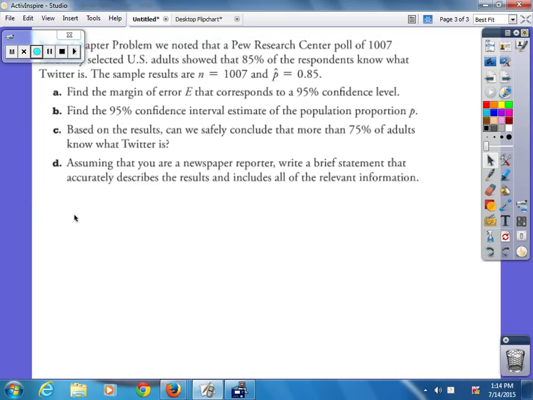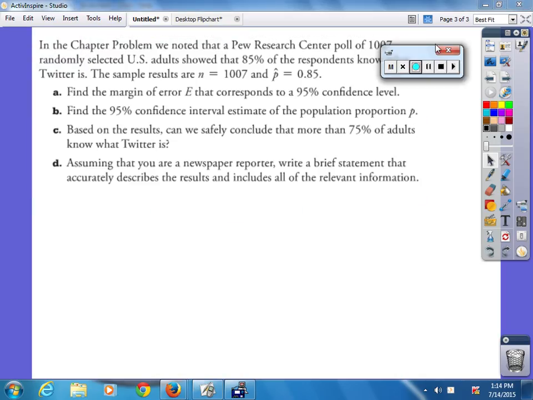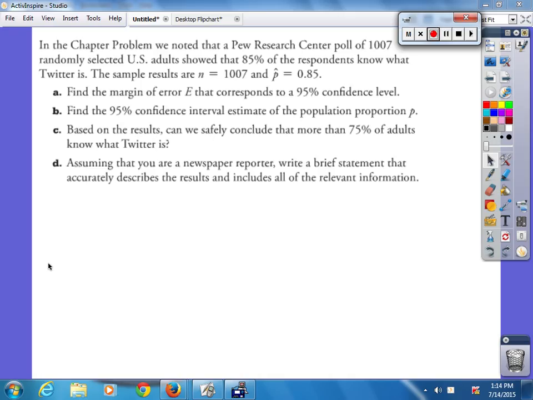Now I want you to write down, let's say you don't know how to do it. Okay? Write down everything that you have. Write down the list of things that you have right here. N is equal to, P hat is equal to, Q hat is equal to. Confidence level is equal to 95. Therefore, alpha is equal to what? 0.05, Hubert. That's right.